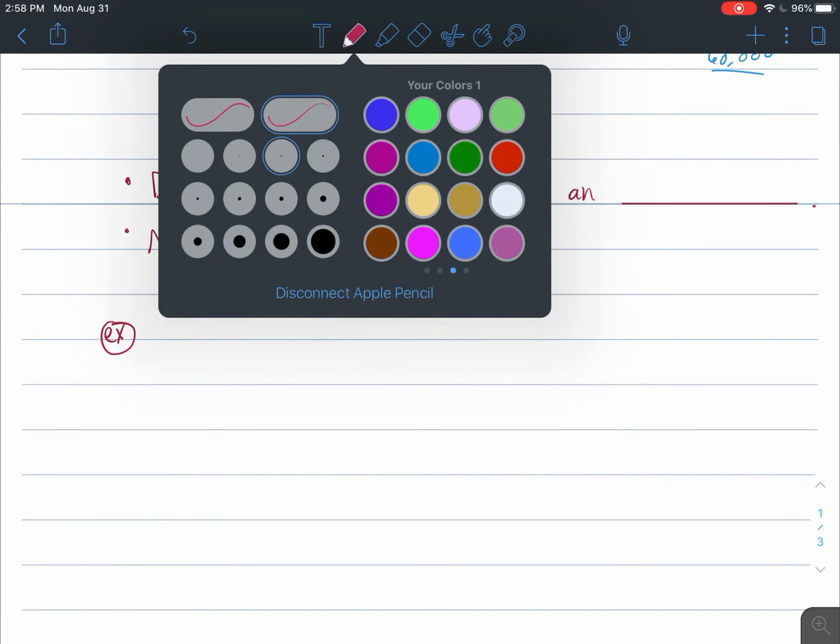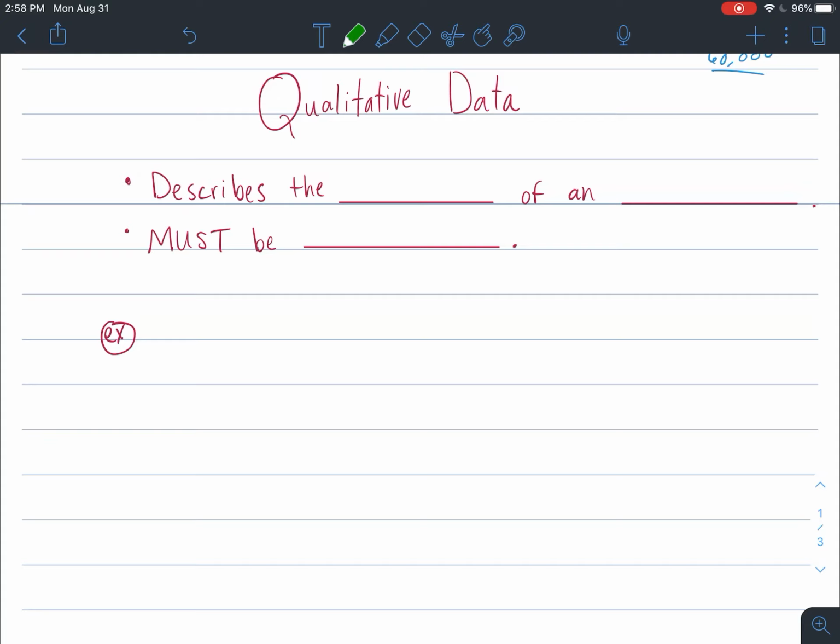Let me get a color here that we're going to use. Let's use green for qualitative data. And so qualitative data, try to think about what word is within this qualitative data. It describes the qualities. The qualities of an observation. So if you were asked by somebody, maybe a significant other, what qualities do you like about your partner? What are the qualities of that person? Or your best friend, you could say, what are the qualities that make somebody a good friend? So it's ways that we describe something. So these must be descriptive.